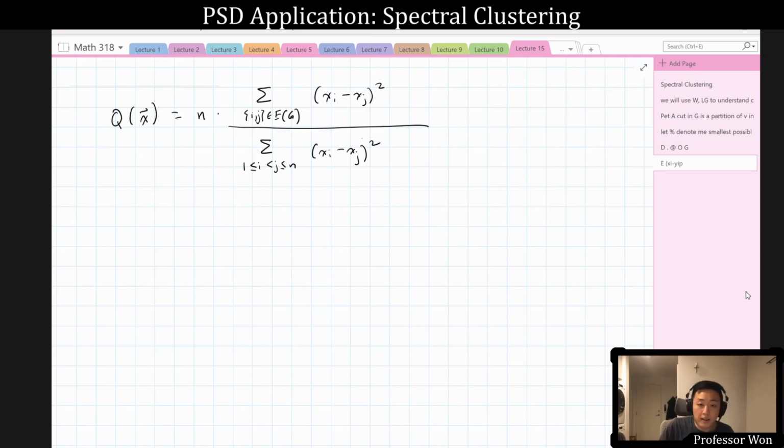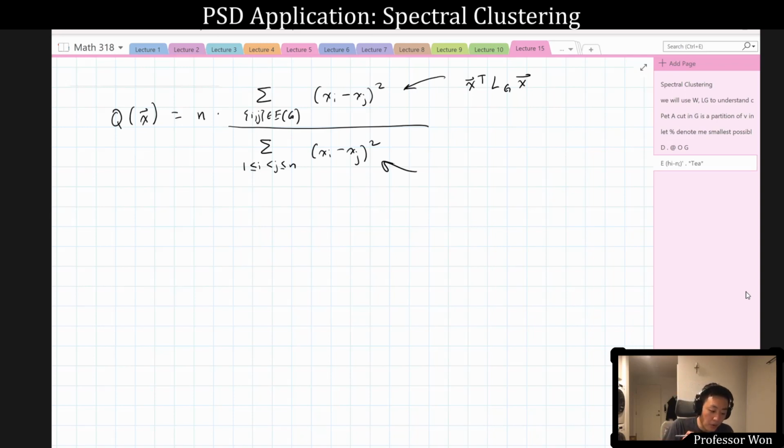So what is this thing? Notice that this top part is exactly the quadratic form associated to the graph Laplacian that we discussed last time. The Laplacian gives you this quadratic form. It exactly adds up all the (xi minus xj) squareds, where ij is an edge in your graph. This bottom one adds up all possible (xi minus xj) squareds, where i is less than j. So you only have (x1 minus x2) squared. You don't have (x2 minus x1) squared.